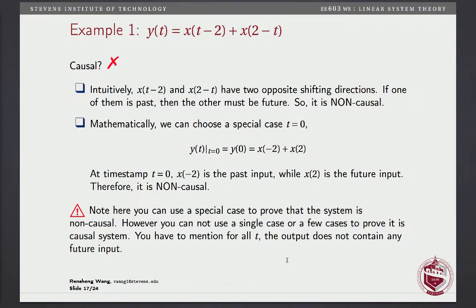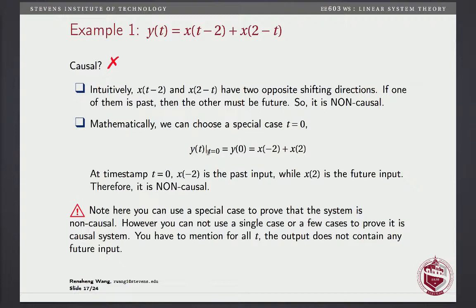How about the causal? Let's look at causal here. Because this y(t) contains x(t minus 2) and x(2 minus t), these two terms have two opposite shifting directions. That means if one of them is the past, the other one must be the future. But we know if you have some future input in the output, then this must be non-causal. Mathematically, you can very simply use one special case. You put t equals 0 and see what happens.